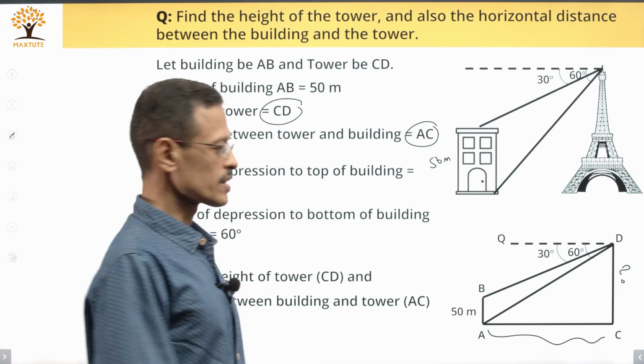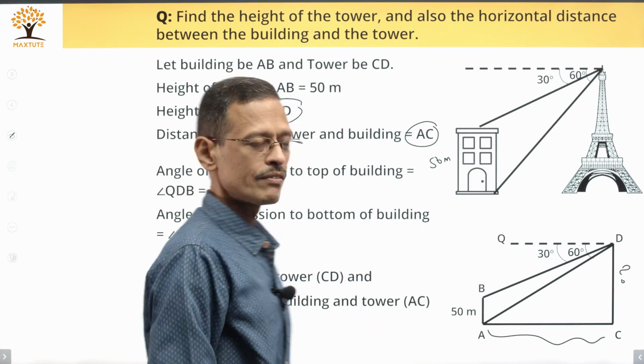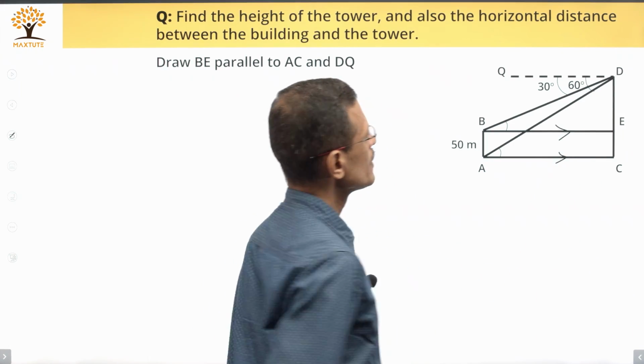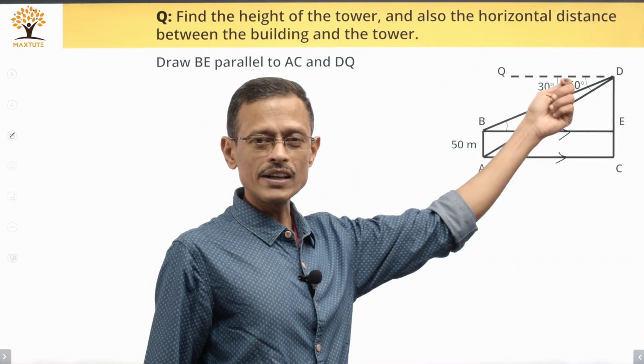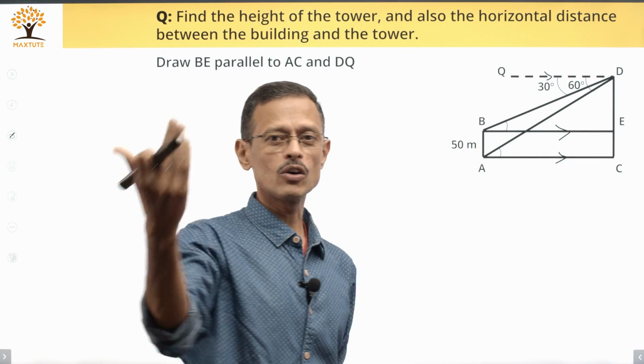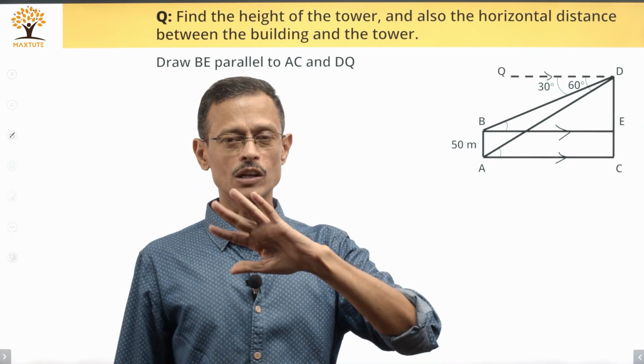Step 1: I am going to draw a line parallel to AC from point B, and we will call it BE. So BE is parallel to AC, and the angles of depression are formed by drawing a line parallel to AC, which means QD and AC are always parallel to each other. So AC, BE, QD are all parallel.